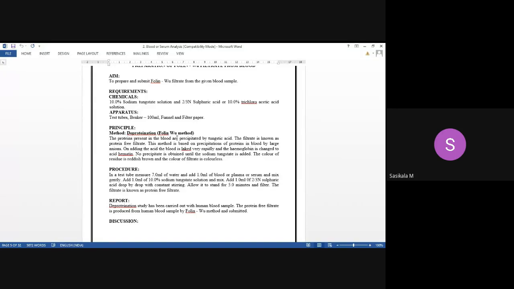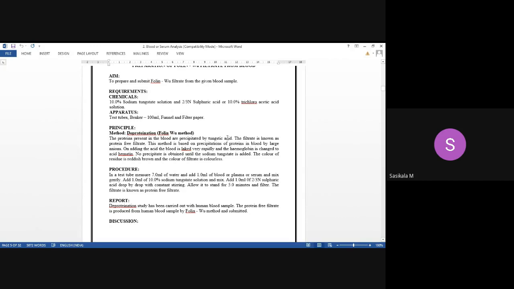So since it is having amino group and carboxyl group, amide linkage is formed between amino and carboxyl, CO and NH, so that protein can exist as amine or carboxyl form. Carboxyl form is anionic form, amino form is cationic form, so it can exist in two forms. Okay, so the filtrate formed from tungstic acid, based on that concept only, tungstic acid is reacting with proteins to precipitate all the proteins. So we'll get the protein free filtrate, and this method is based on the precipitation of proteins in blood by large anions. What are large anions? Tungstic acid, tungstate anions.